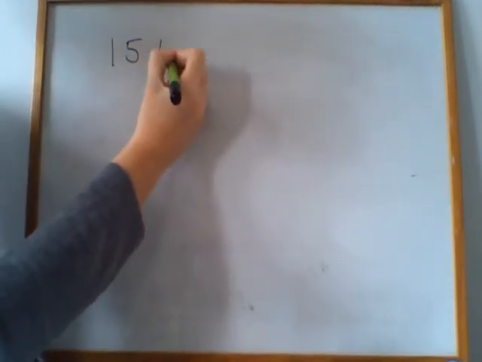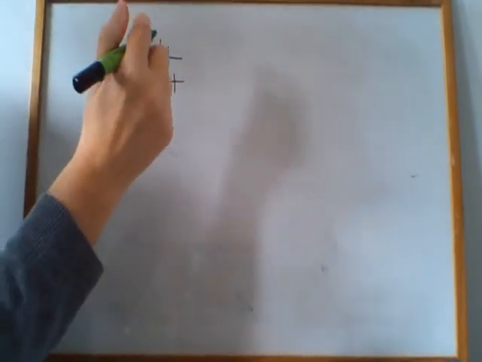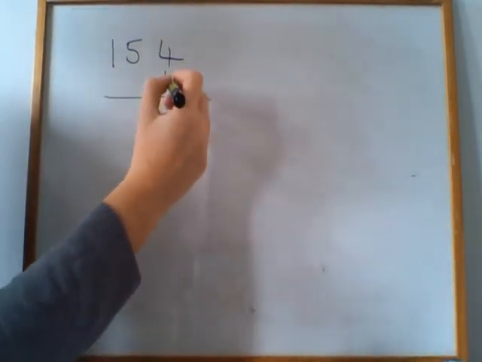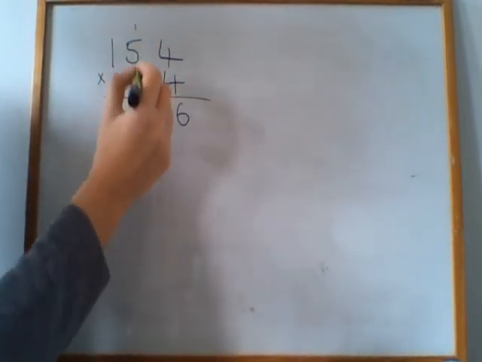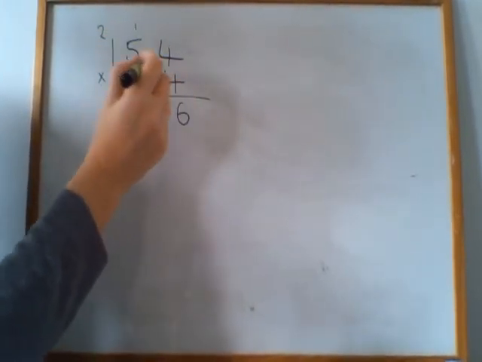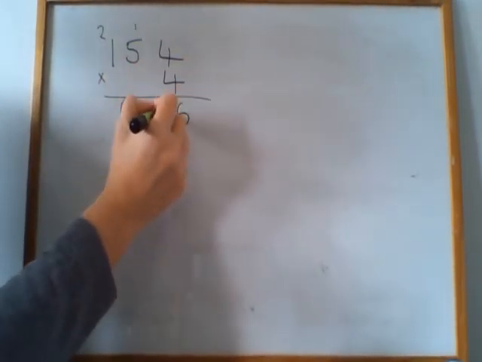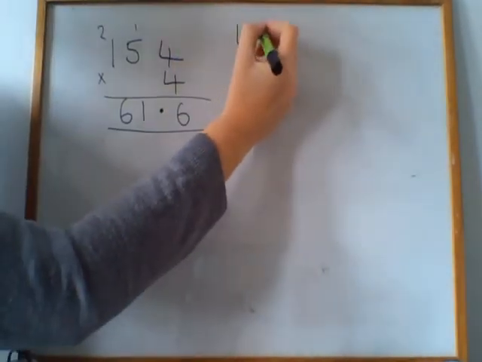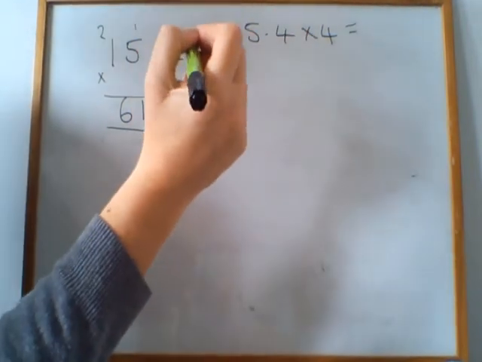Number 9, 15.4 multiplied by 4. So take your decimal out. In doing so, you've made it 10 times bigger. So just remember, make your answer 10 times smaller. 4 times 4, 16. 4 times 5, 20, 21. 4 times 1 is 4, plus 2 is 6. Okay, we made it 10 times bigger, we make it 10 times smaller, 61.6.